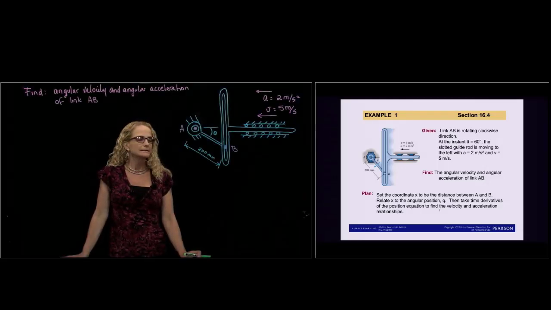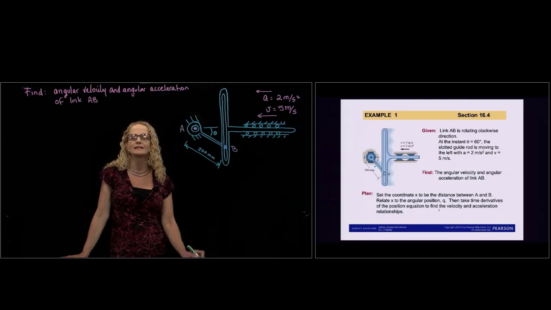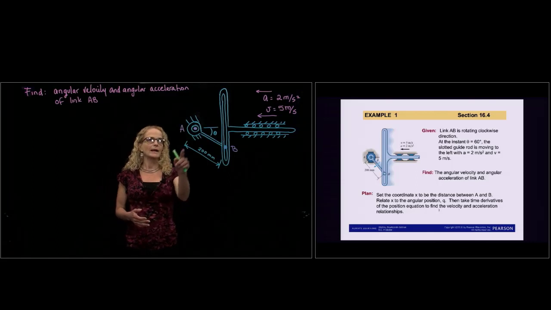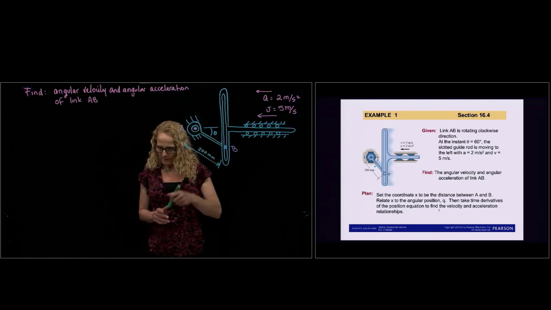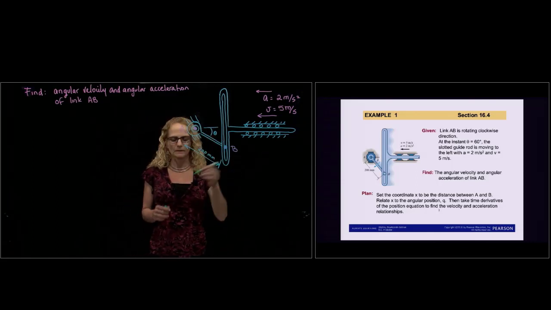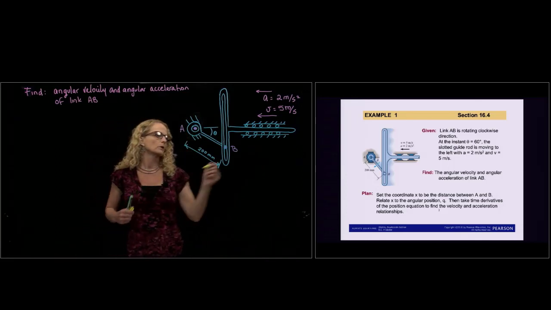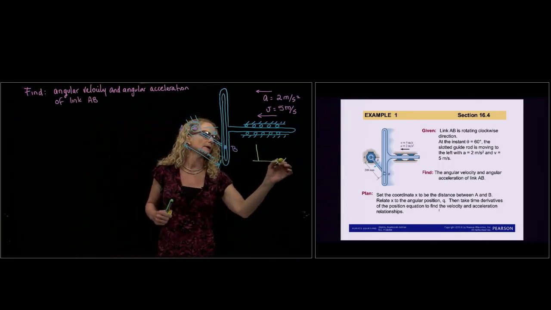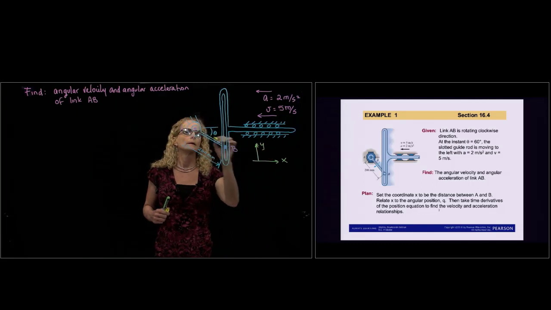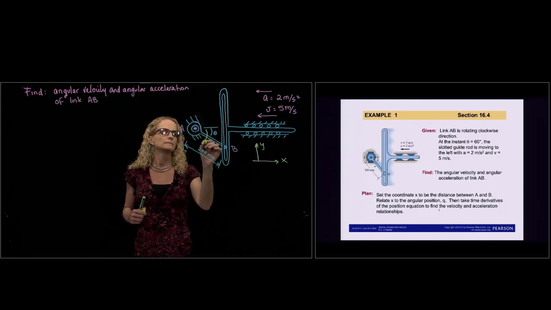Good morning. This is example number 1 of section 16.4. We have a link AB that is rotating. Let us draw our coordinate system x, y, and it's rotating, right?